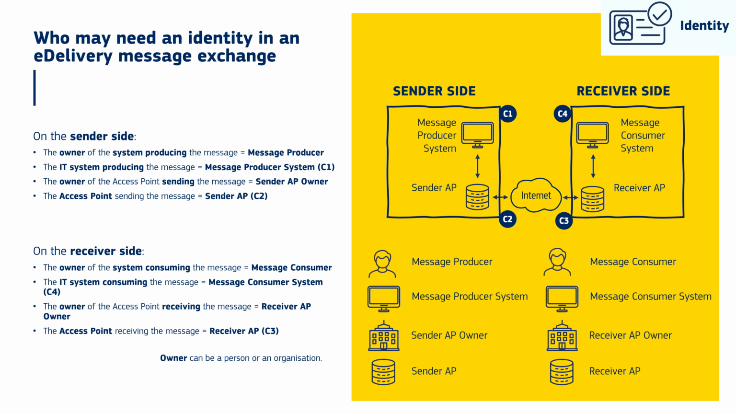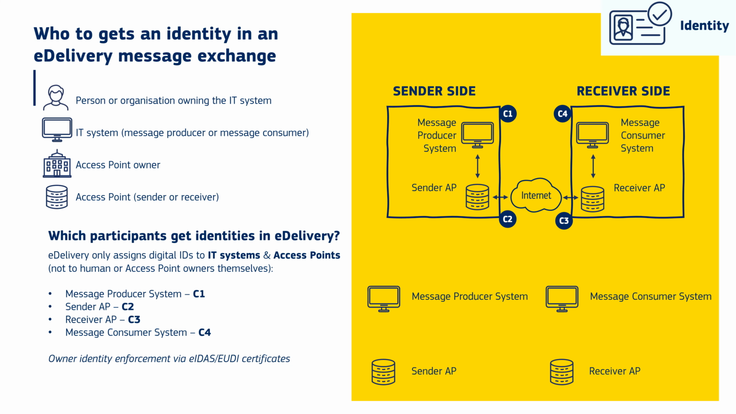Note that in some cases the identities mentioned here are not necessarily distinct and could sometimes overlap. For example, in many real situations we may have the message producer system and the sender access point having the same owner. And likewise for the receiver side. In what follows, we will sometimes refer to each role by its name and other times by the name of the corner it represents in the four-corner topology, corner 1, 2, 3, or 4. We now learned that there are several parties whose identity is relevant in an eDelivery message exchange, the IT systems and the owners of these systems.